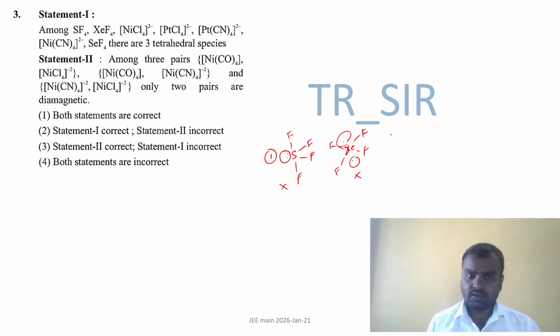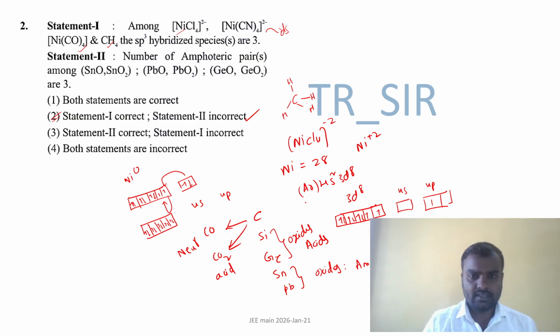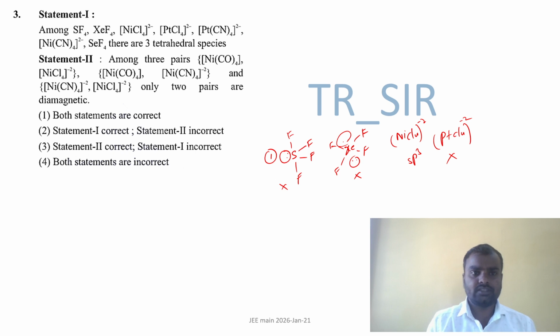NiCl4, as we have just seen, is sp3 tetrahedral. NiCl4 2 minus is an sp3 tetrahedral species. PtCl4: as you go down the group in the periodic table, the complexes formed are square planar. So PtCl4 is not tetrahedral, it is square planar. Pt(CN)4 is also square planar. Now Ni(CN)4, as we got just before, has dsp2 hybridization, so that is square planar.